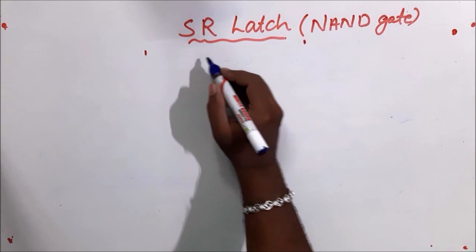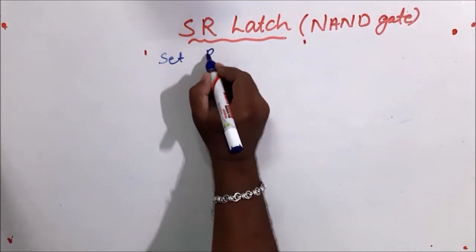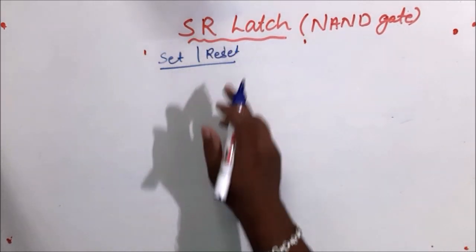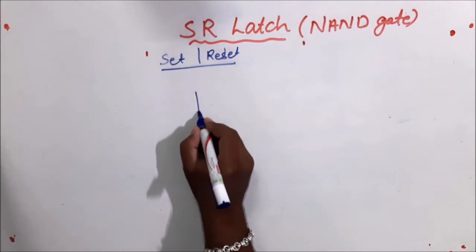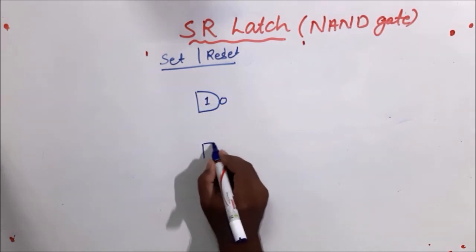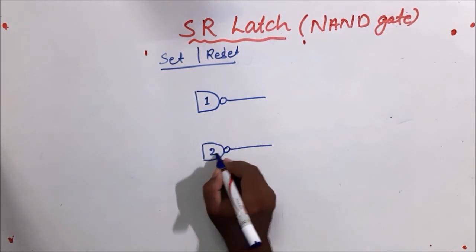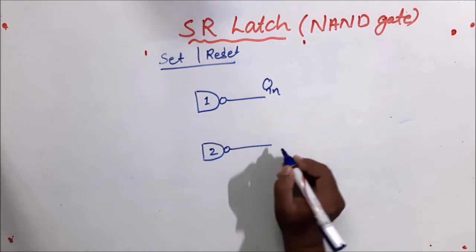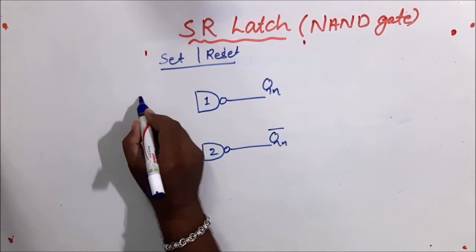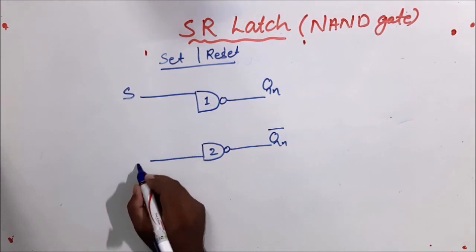The SR latch is made up of NAND gates. SR means set and reset: S stands for set and R stands for reset. Take a NAND gate 1 and another NAND gate 2. The output of NAND gate 1 is Qn, and the output of gate 2 is Qn complement. We'll have one input S and another input R.